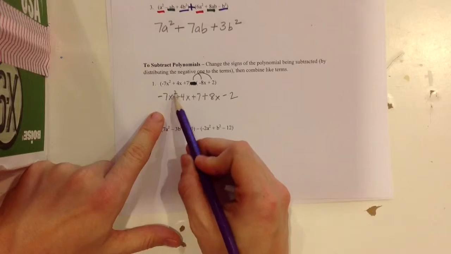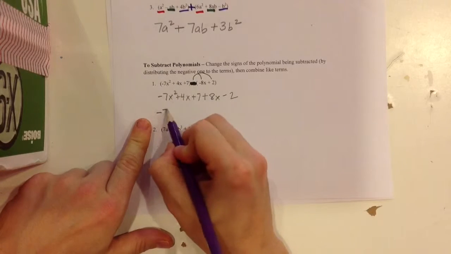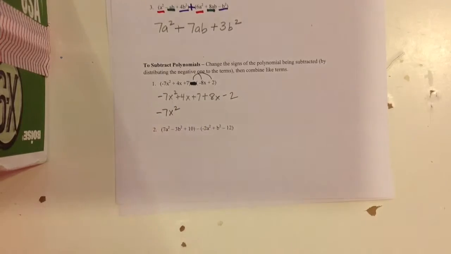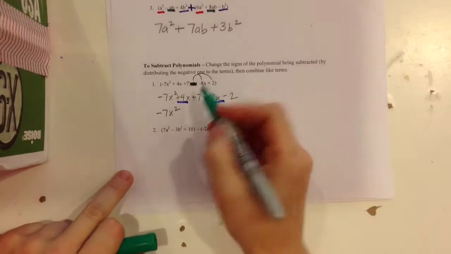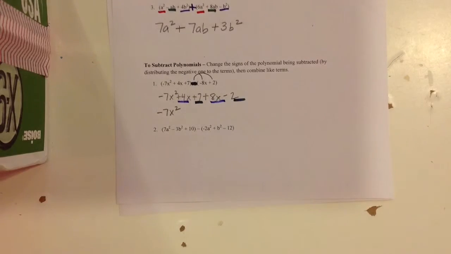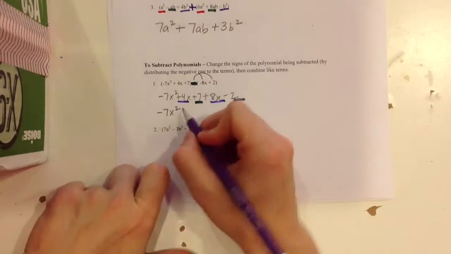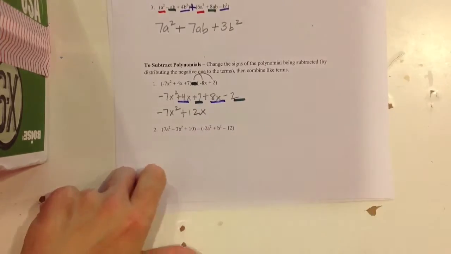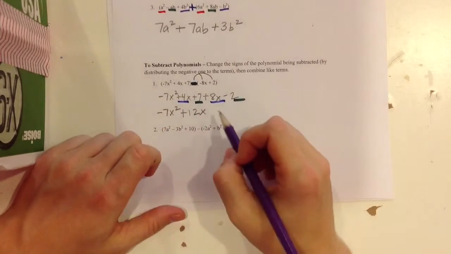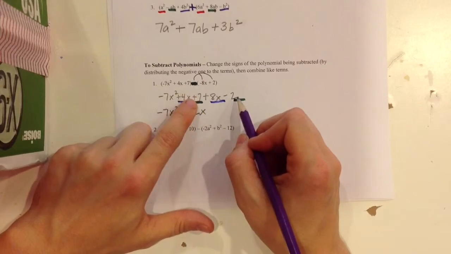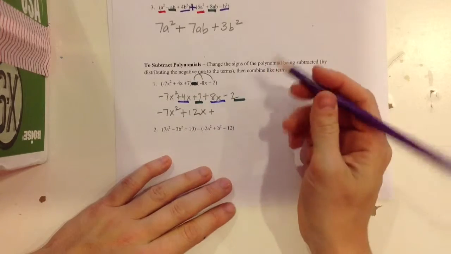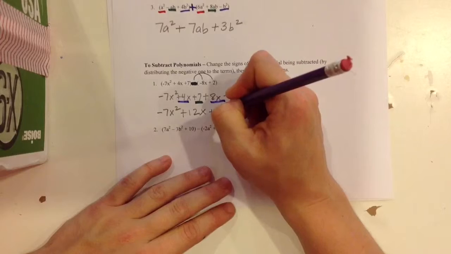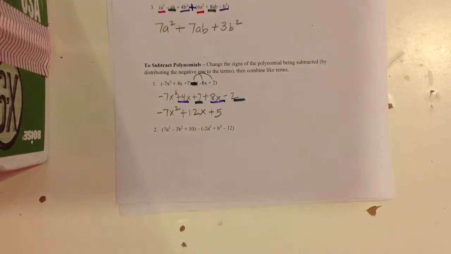Now notice that I have an x squared and I don't have another x squared. So that negative 7x squared comes down. Now I want to combine like terms. So I'm going to look for x's that are like and numbers that are like. So I have a positive 4x and a positive 8x. Same sign, so I'm going to add and keep the sign. So it's going to be a positive 12x, 4 plus 8. For my numbers, I have different signs, a positive 7 and a negative 2. So 7 minus 2 is going to be 5. And remember, the bigger number is positive, so my answer is going to be a positive 5.